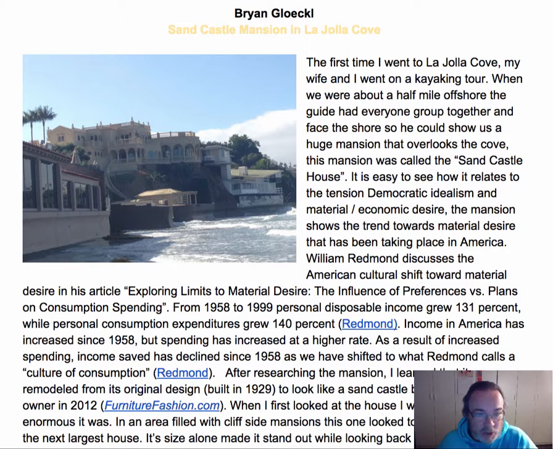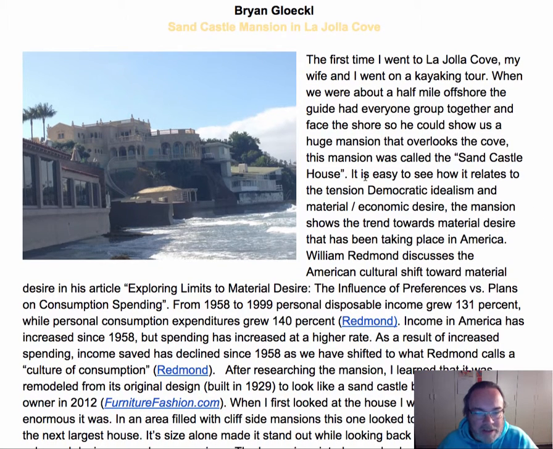First of all, it's just a great choice of an artifact because I've always been fascinated by that house, and I think it's really interesting. I want to talk about how he has a clear focus sentence here. He says it is easy to see how it relates to the tension, he leaves out a word, between democratic idealism and material economic desire.